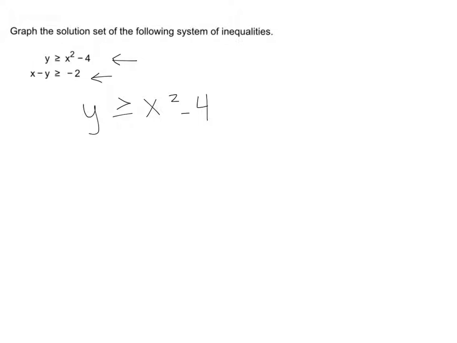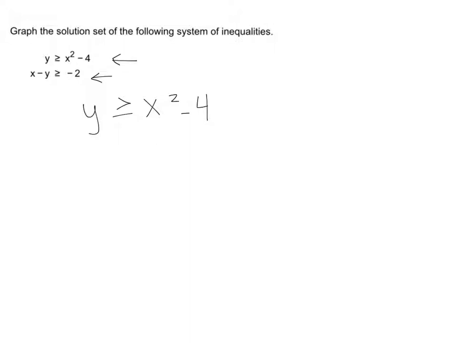To graph this quadratic inequality, we first want to find the vertex, and then we want to find the x-intercept. So we'll just plot the vertex and the x-intercept in MyMathLab, and then MyMathLab will automatically graph the parabola for you.